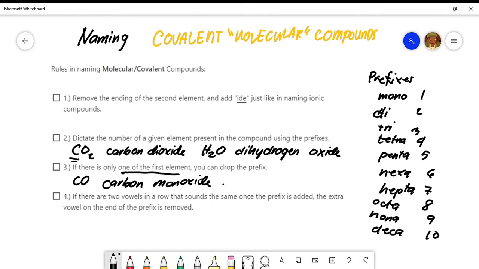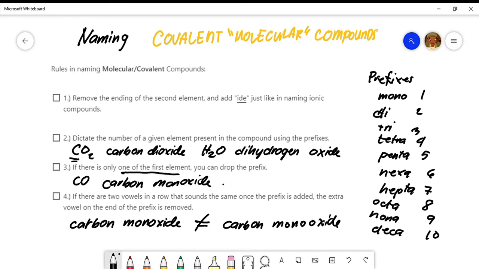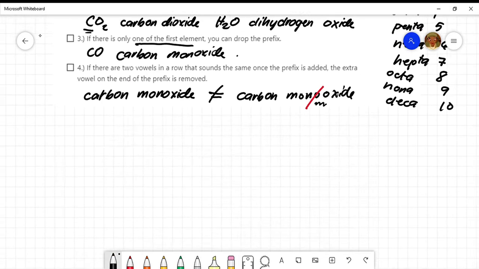So the same example, we have carbon monoxide. We do not use carbon monooxide. Since these are two vowels in a row, rule number 4 states that we remove the extra vowel on the end of the prefix. So I hope that's clear, and then let's proceed to the examples.